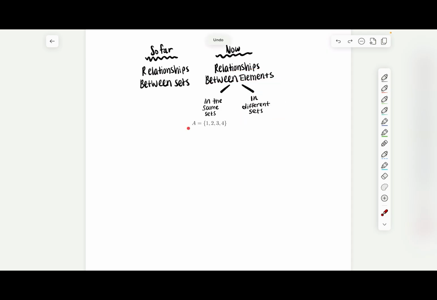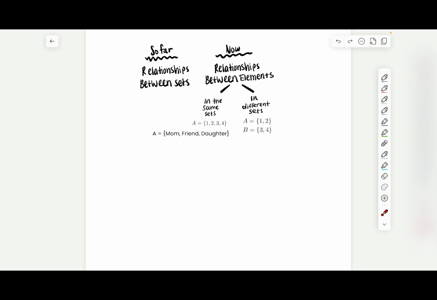For example, let's say I have a set containing the elements 1, 2, 3, and 4. I can study the relationship between elements in this set. So maybe I can see how 1 is related to 2, or 1 is related to 3. Or if I have this set A that contains mom, friend, daughter, I can see how mom is related to friend, or if mom is related to daughter. Or I can study the relationship between elements in different sets. So I can have two different sets A and B, and I can study how maybe 1 is related to 4 or 2 is related to 3. So the relationship between elements in different sets.